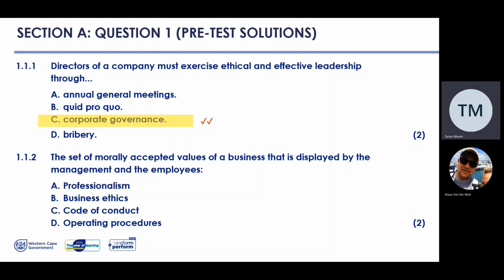Again, look at your answers. I'm looking at the word professionalism. I'm looking at business ethics. I'm looking at code of conduct. They all follow a thread that links directly to that particular question. So in this case, we look at D, operating procedures. The procedures deal with what is happening within the workplace. It's already there. So the question is referring to the set of morally accepted values of a business.